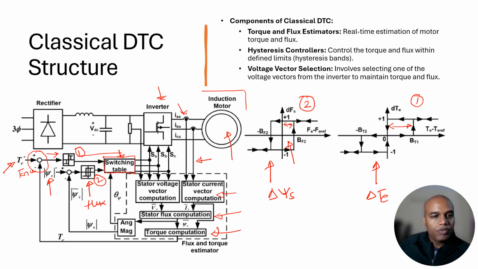Here again, the error goes into the hysteresis controller, which decides accordingly. Let's say the flux error is within the limit, but the torque error is outside the band limit of the hysteresis. Accordingly it will select a vector where I do not want to alter the flux, but I want to increase or decrease my torque. So the voltage vector will be selected from this switching table, then it goes to my inverter, inverter switching happens accordingly, and then it controls my induction motor output.